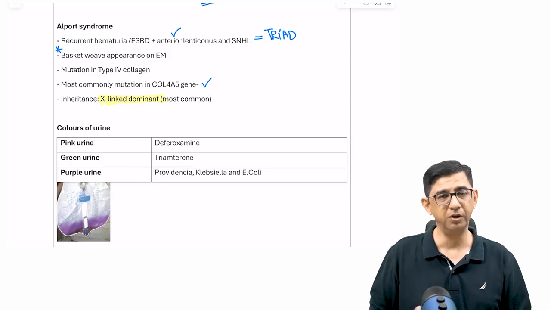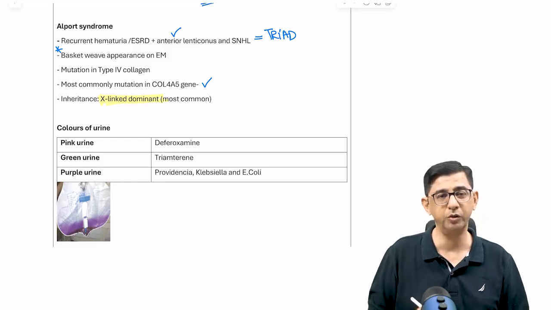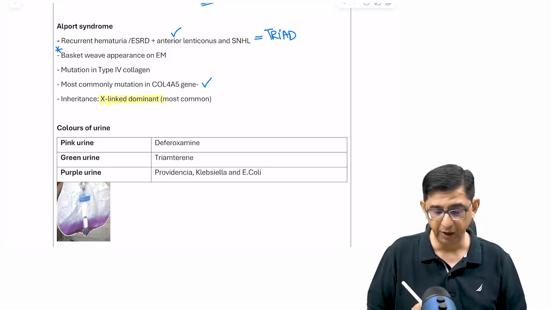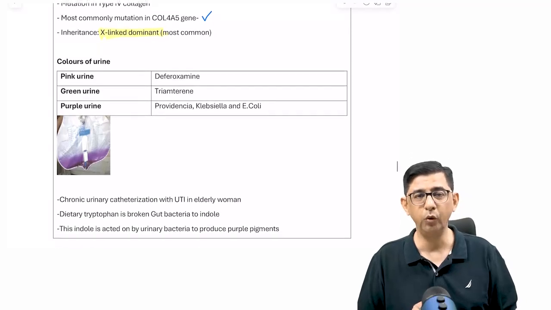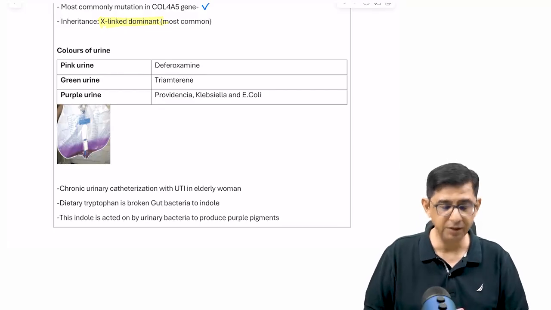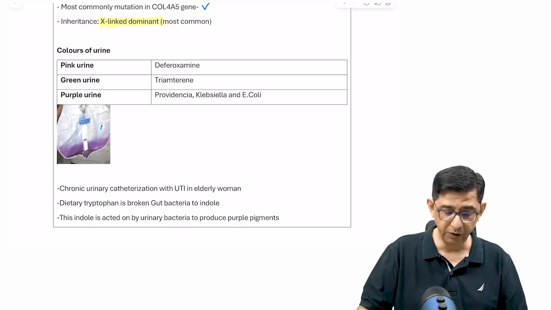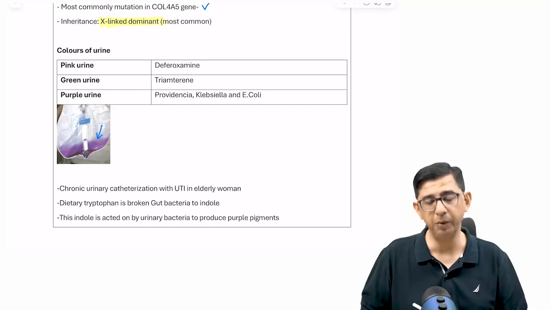Then a couple of questions, miscellaneous ones on color of the urine. Pink is seen with deferoxamine, an iron chelator, green with triamterene. Triamterene is a diuretic. It belongs to the thiazide class of diuretics. And then you would have seen an old lady admitted in hospital, and she's having catheterization, maybe because she had a gynecological cancer. She's catheterized for a long time, so you will notice her urine will be purple.